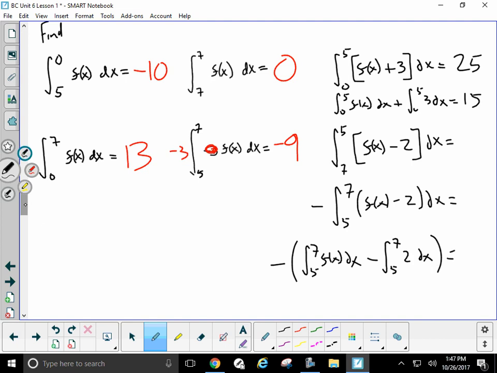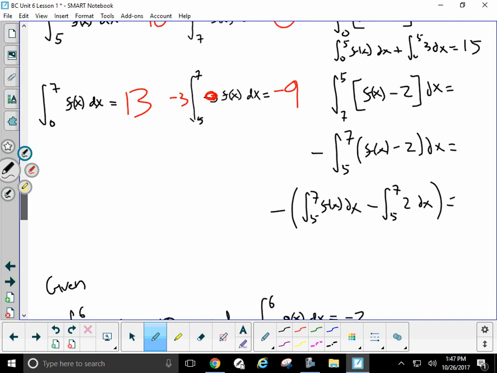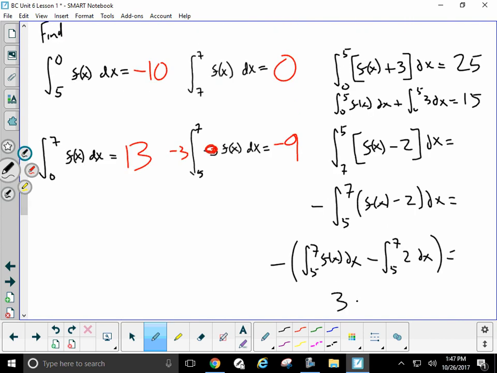5 to 7 of f is 3. Minus, this would be 4. So this is negative 1. I'll take the opposite of negative 1, and I get an answer of positive 1. Last one being the toughest one, keeping track of which one goes where and all of your properties.